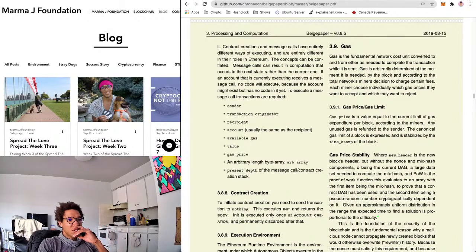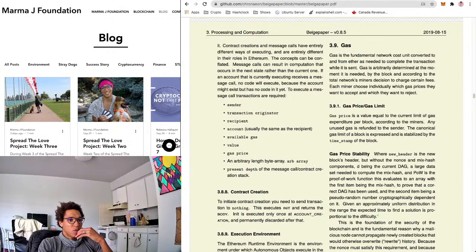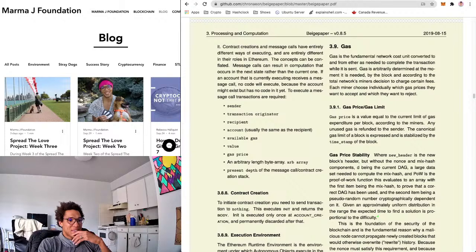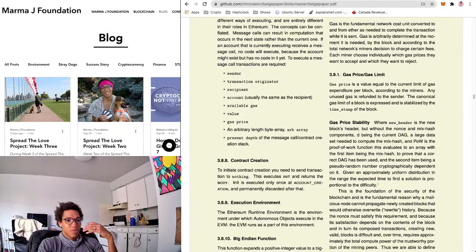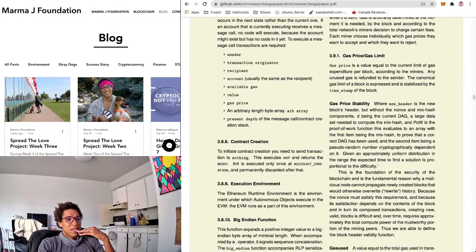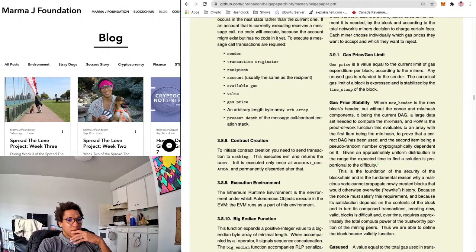Gas is arbitrarily determined. Each miner chooses the gas prices they want to accept and want to reject. So miners can censor whatever they want and choose whatever they want. They can get paid in other tokens or in fiat if they really wanted to. Gas price, gas limit. Gas price is the value equal to the current limit of gas per block according to the miners. Any unused gas is refunded to the sender. The canonical gas limit of a block is expressed and is stabilized by the timestamp of the block. Pretty self-explanatory, I suppose.